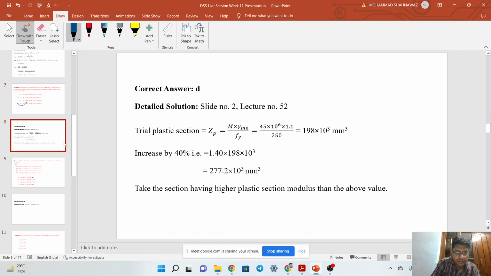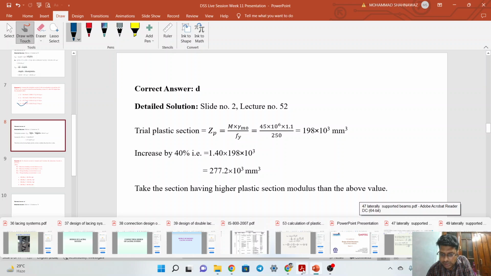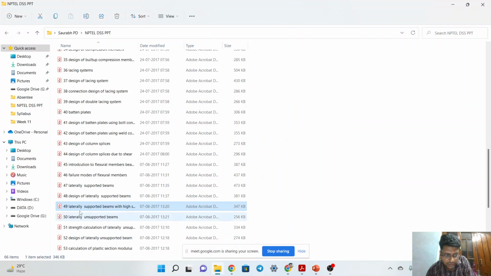Sir, can you tell from where this formula in lecture 50 has been derived? Means MCR is equal to elastic lateral buckling moment. This formula has been given. One minute, under one minute. Lecture number 50. Okay.